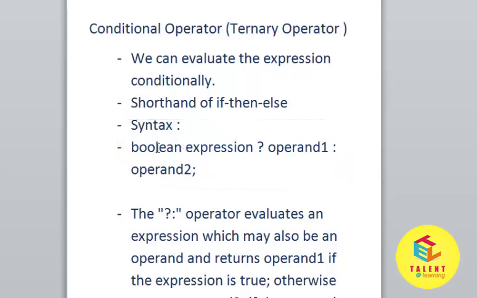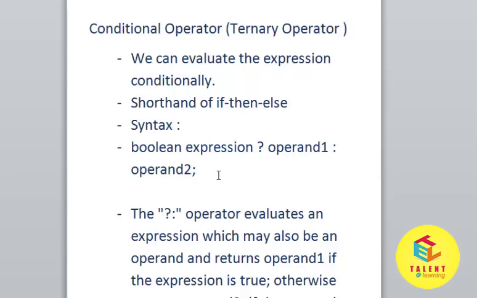Here, boolean is data type. It has only two values. One is true and another is false. Expression: question mark, operand 1, colon, operand 2.